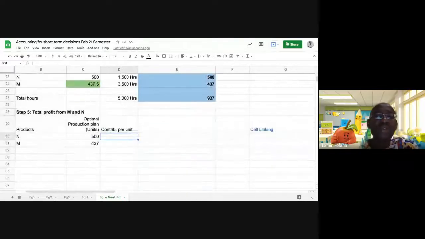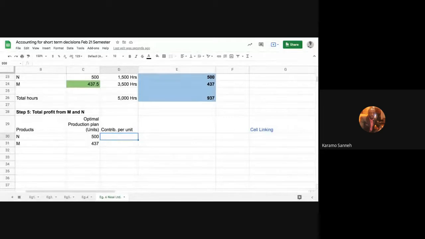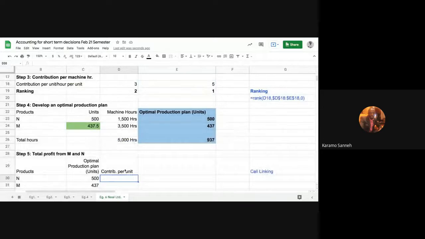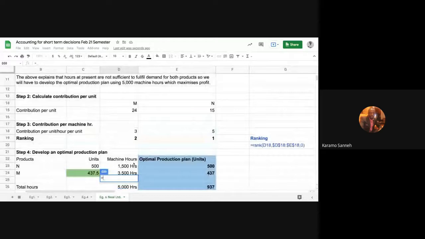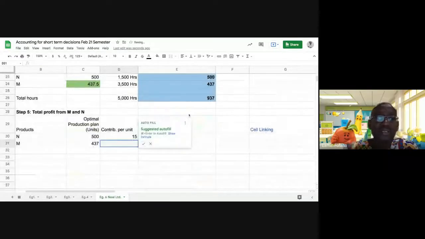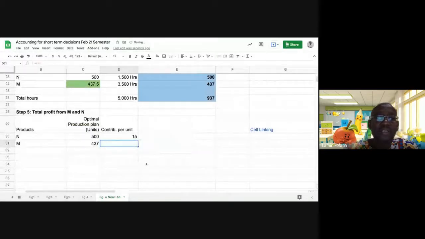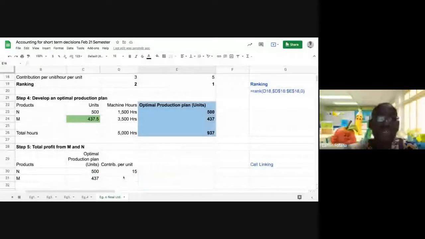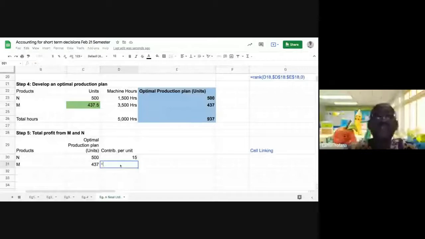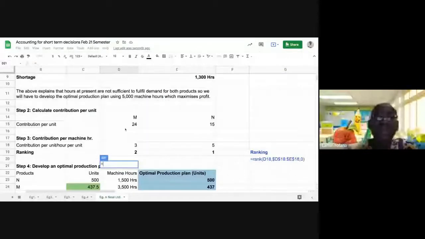So how can we do it? The same linking. It's the same way as Ibrahim said. You click equals, then you click on the cell and press enter. And then if I replicate, nothing comes because they're not following each other. So we're going to do it again. We go here and click that of M.